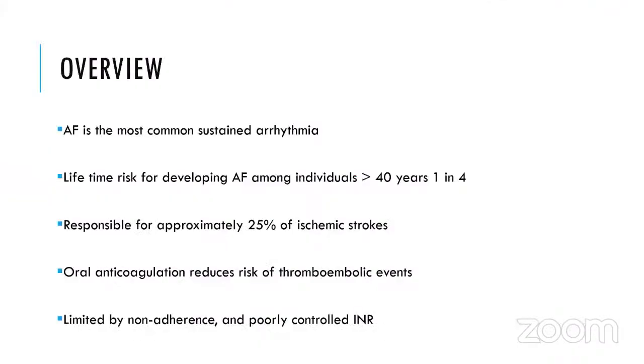So a quick overview: atrial fibrillation is the most common sustained arrhythmia worldwide. The lifetime risk of developing atrial fibrillation in individuals aged 40 and above is 1 in 4, and this condition is responsible for about 25% of ischemic strokes. A lot of these ischemic strokes are cardiogenic in origin, and many of these originate from the left atrial appendage. Classically, oral anticoagulation is an effective method of reducing the risk of ischemic stroke and arterial systemic thromboembolism. However, there is a major setback with these drugs: the most common one is non-adherence, poorly controlled INR, or underdosing in some patients.